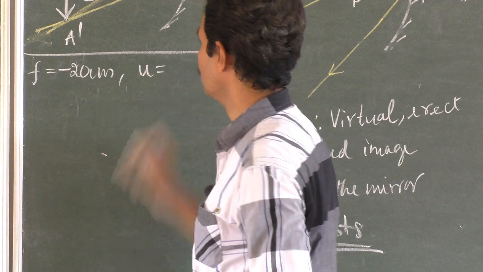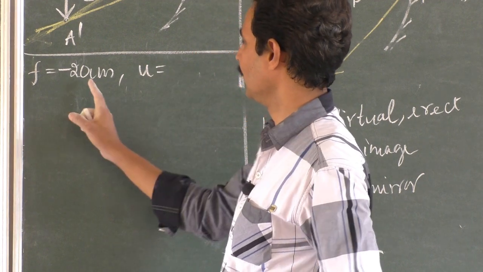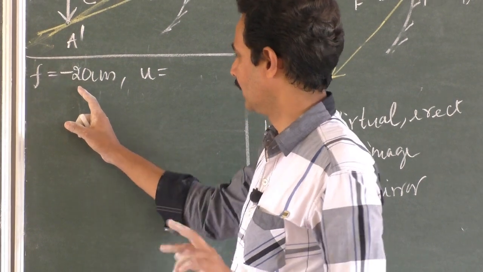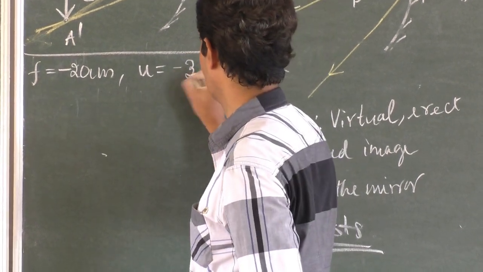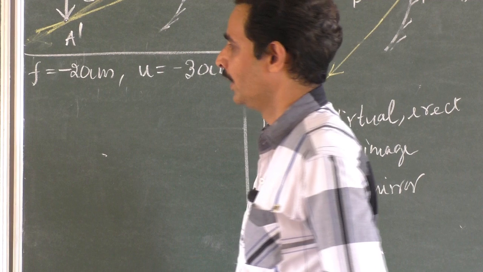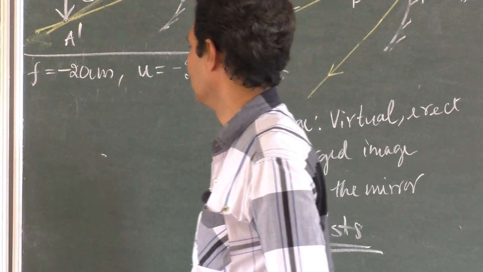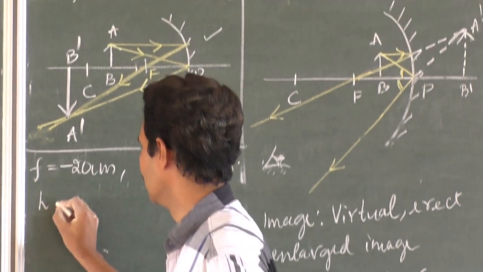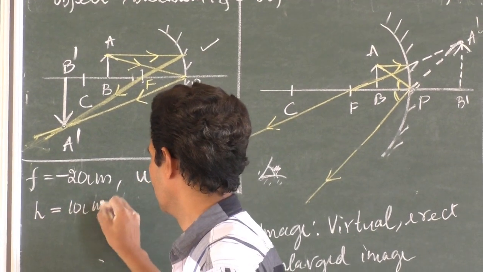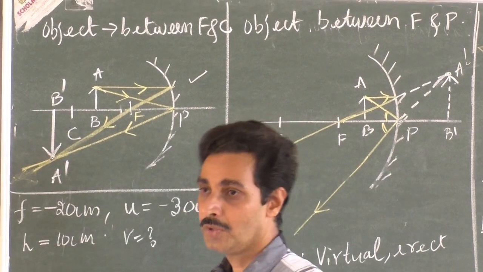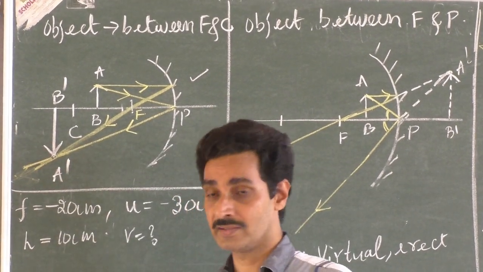And the object distance should be between F and C. The center will be at 40 and the focus will be at 20. So we will select some 30 centimeters. Object distance 30, minus 30, I will choose this side. And the height of the object is 10 centimeters. We will analyze this. Where is the image? You know that the image should be beyond C. Beyond C in the sense you should get more than 40 as the answer, right?